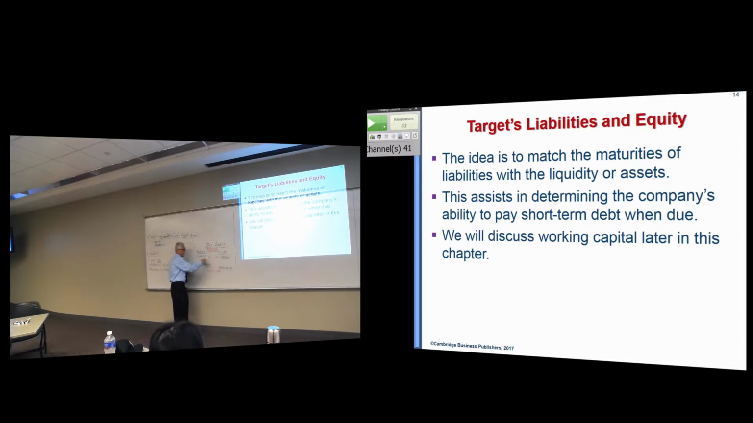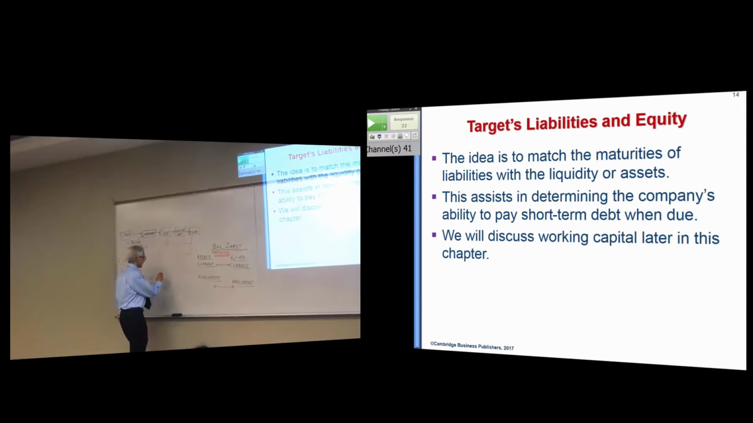And current assets minus current liabilities is called working capital, which we'll see. Now, here's an example. I was going to do this later, but since you asked the question, I'll do it right now. What if you had long-term debt?